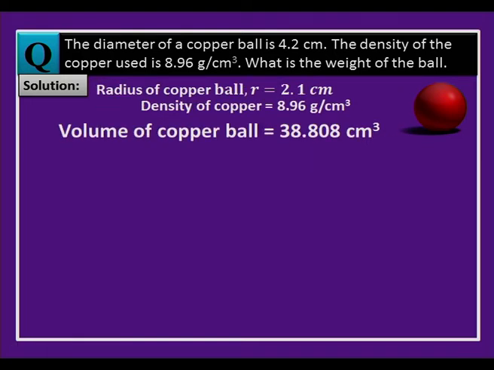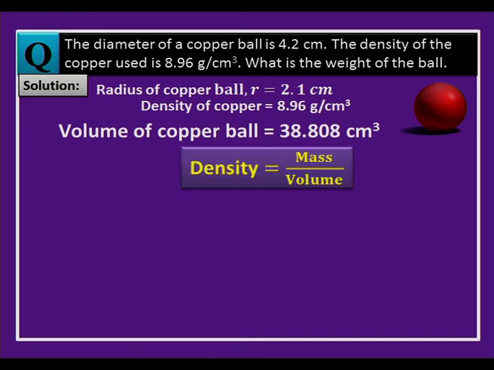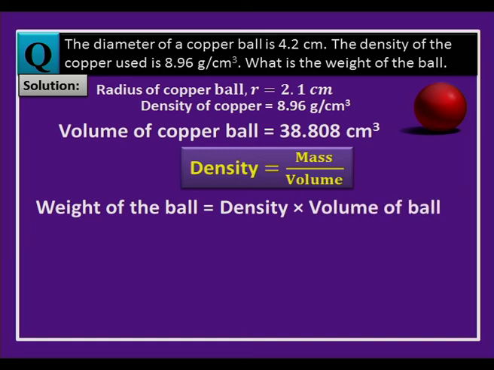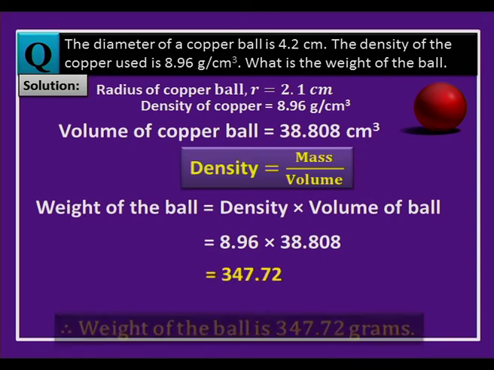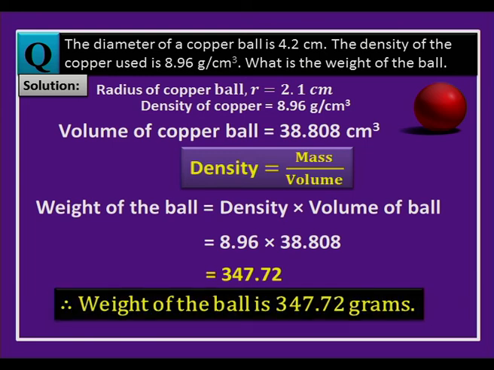But what actually we have to find, children? Yes, the weight of the ball. Density is equal to mass by volume. Now, from this, what is the weight of the ball, children? Yes, it is simply density into volume of the ball. Now, substitute the values of density as 8.96 and volume as 38.808. Let us multiply them. On multiplying, you get 347.72. Now, this is nothing but the weight of the ball. Therefore, I can say that the weight of the ball is 347.72 grams. I hope you have understood the problem clearly, children. Let us move on to our next problem.